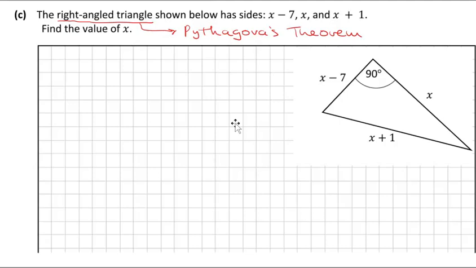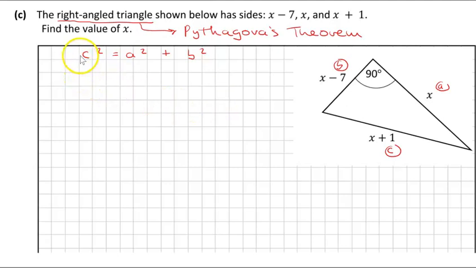So Pythagoras' theorem is c squared equals a squared plus b squared. So we label our triangle. The c must be the longest side. The longest side is always looking across at the right angle. And then the a and the b will be the other two sides. It doesn't matter what way you label the a and the b, so long as the c is the longest side.